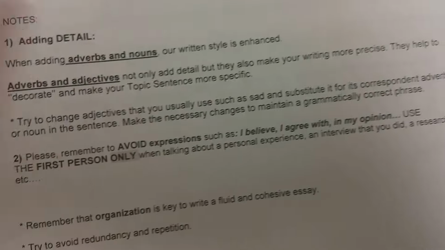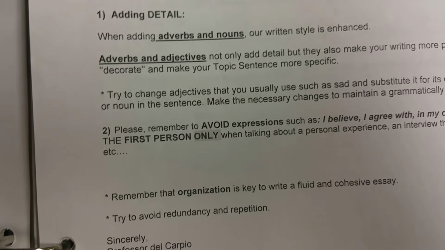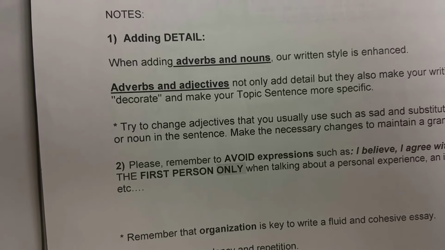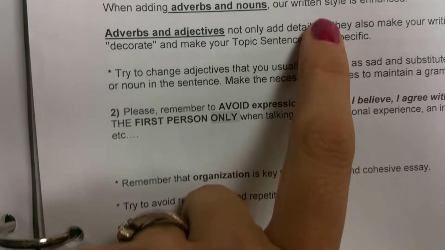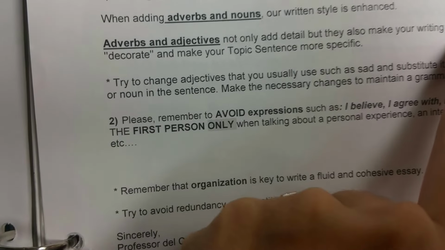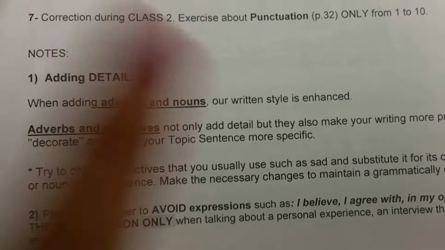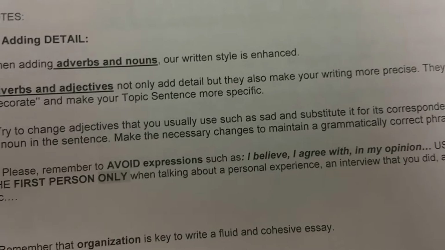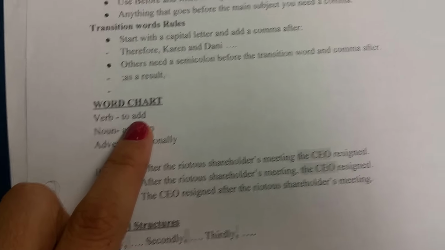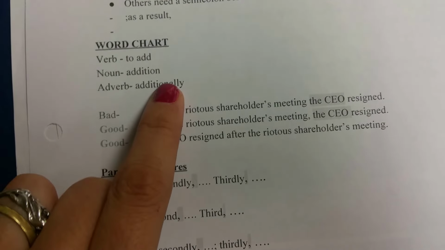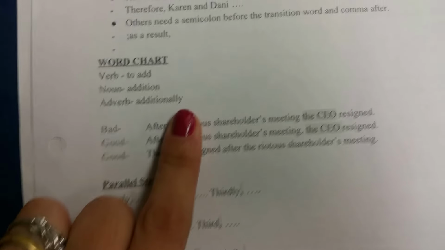Let's review. Add in detail. When adding adverbs, nouns, and adjectives, we enhance our writing style. Adverbs and adjectives not only add detail, but they also make your writing more precise. And that's what we are looking for. We are looking for specifics. They help to decorate and make your topic sentence more specific. Let me look for a chart that I have. This is one example from one student. The verb is to add. The noun is addition. The adverb is additionally.